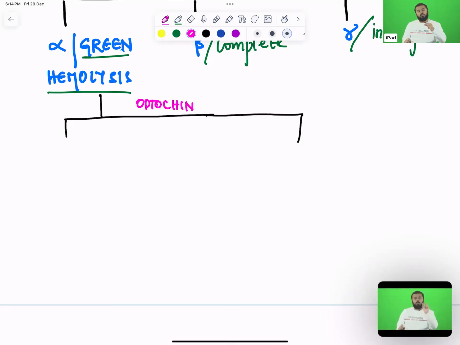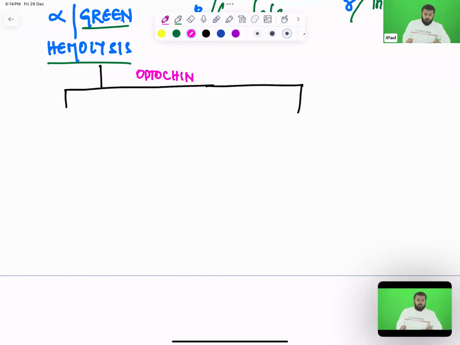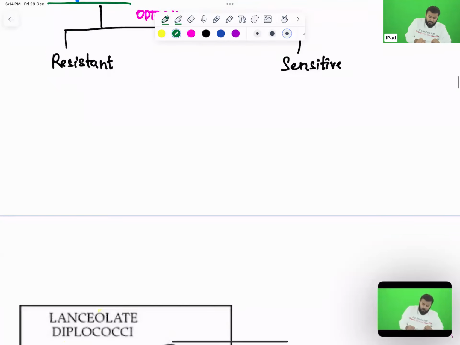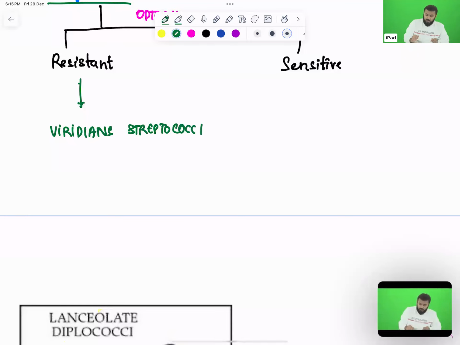All these are antibiotic tablets only. You put it in the center. If the bacteria is dying there, it is sensitive. If the bacteria is not dying, it is resistant. Optochin also has the same mechanism. So based upon that, we divide into optochin resistant and optochin sensitive. When it is optochin resistant, you call this viridans streptococci. When it is optochin sensitive, that is your Streptococcus pneumoniae.